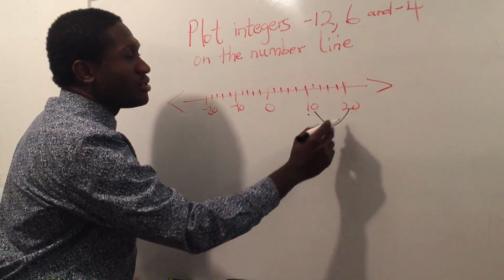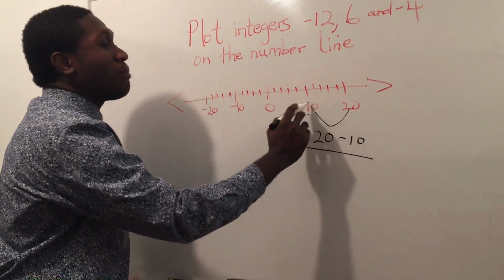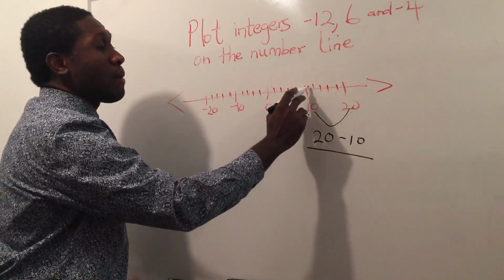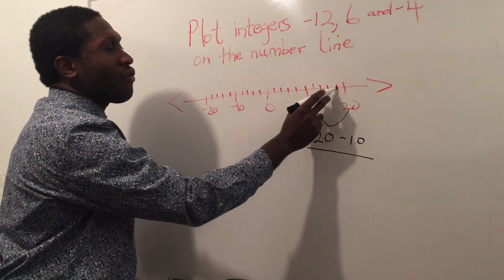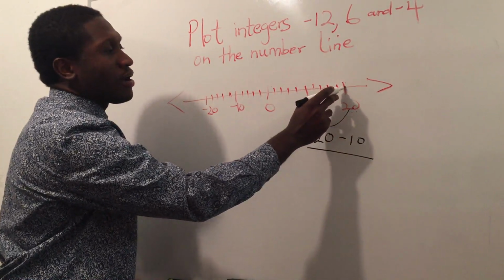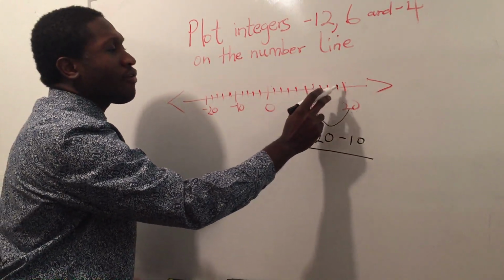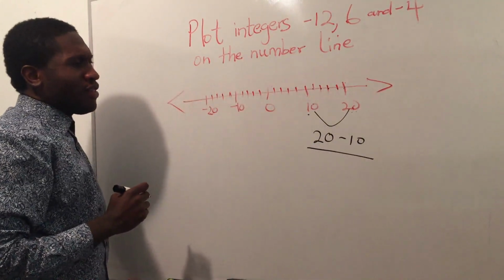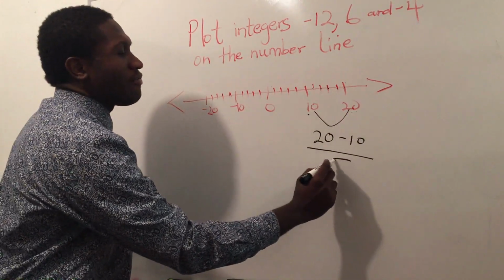So I do the highest one, right? 20 minus 10, and I'm going to divide by the number of lines between those two. When I move is when I start counting. So I have 1, 2, 3, 4, 5. I count till I get to the next number, right? Again, 1, 2, 3, 4, 5. So I have 5 numbers between the two. So that means I'm dividing by 5.